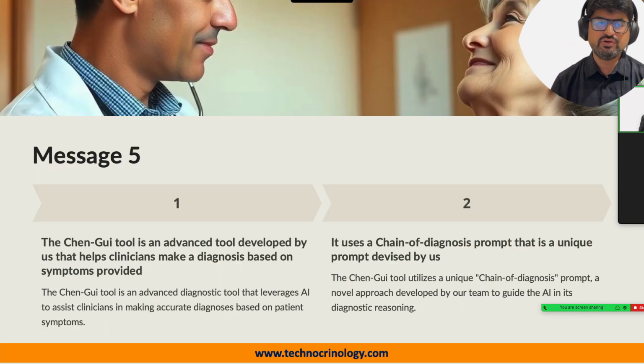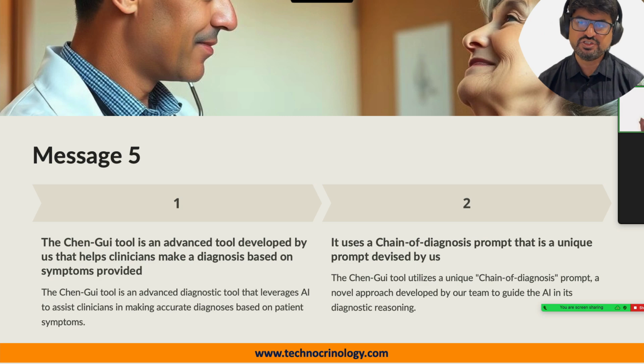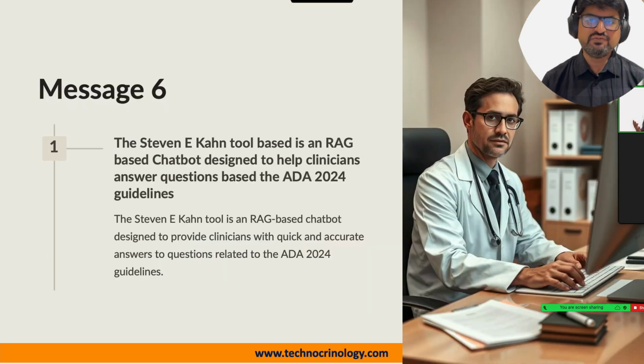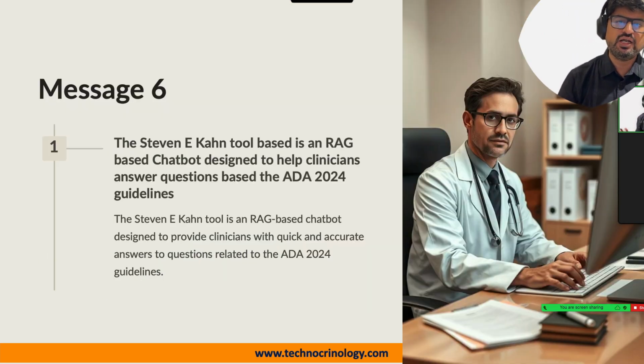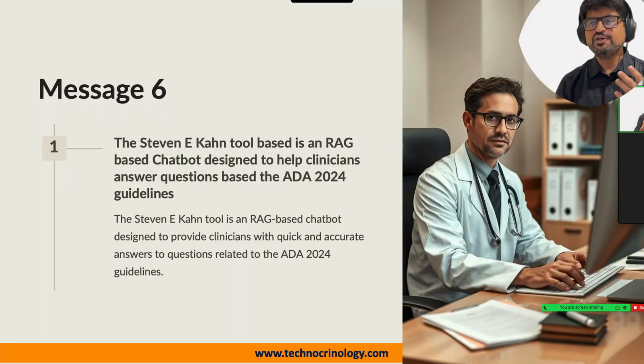If there's a bug, you tell me. The Chen GUI tool is for making a diagnosis based on symptoms of the patient. It uses chain of diagnosis. Then we made a Stephen E. Kahan tool, which is basically a chatbot to help clinicians answer queries based on the ADA 2024 guideline. Okay, so this is it.